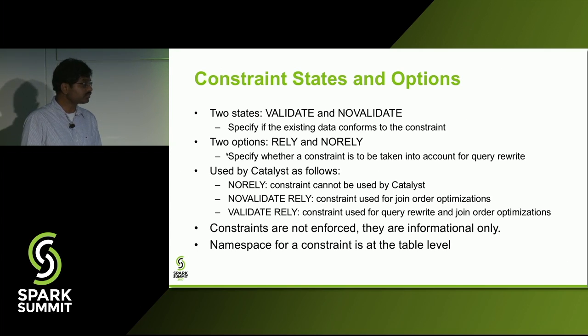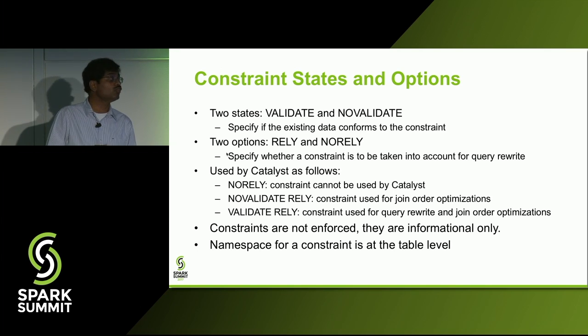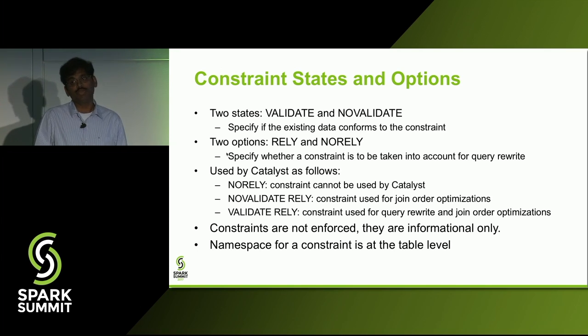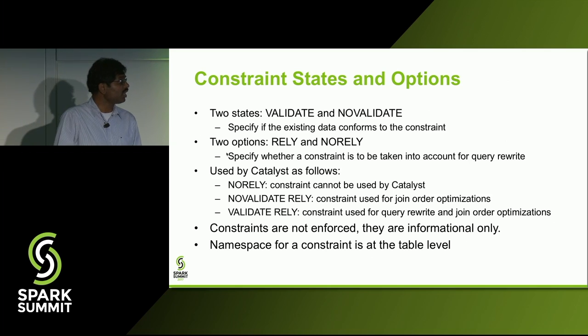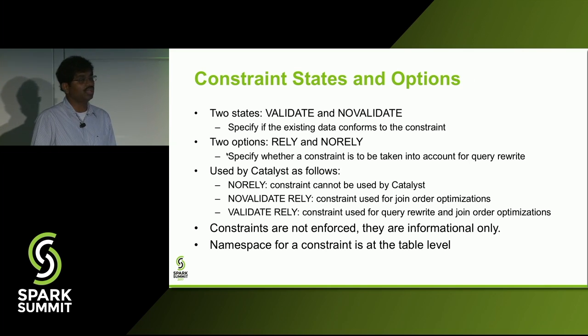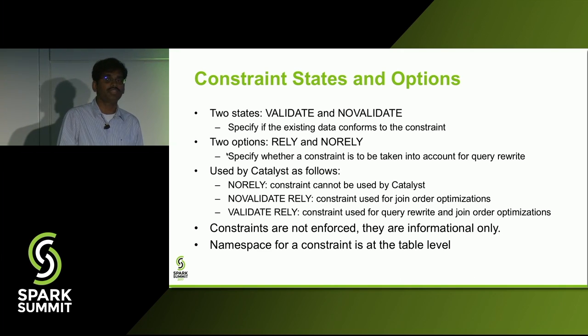And if the state is no validate and rely, the constraint will be used only for join order optimizations, such as a star schema. But if the constraint is in the validate and rely state, the constraint can be used for query rewrites, such as group by push down, join elimination, and subquery to join. So these constraints are not enforced, and they're purely for information only, and there are no backing indexes or any such things. So the namespace of constraints is at the table level.